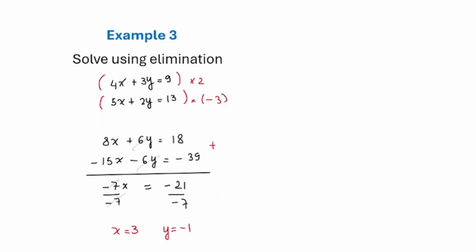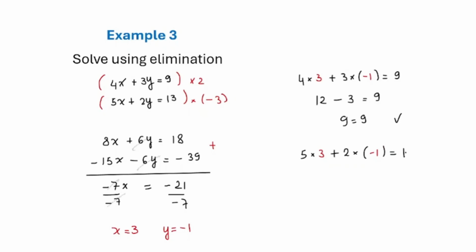Let's check. First equation, 4 times 3 plus 3 times negative 1 is equal to 9. 12 minus 3 is 9. Correct. Second equation, 5 times 3 plus 2 times negative 1 is equal to 13. 15 minus 2 is 13. Correct, so the solution is verified.